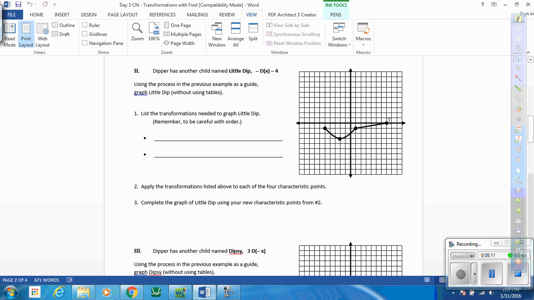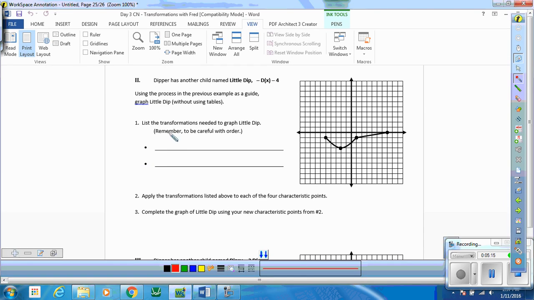Now let's look at another change to Dipper here. When I look at this one, we want to remember what are the transformations that we want to do. So I'm subtracting 4 outside, so I'm definitely going to move down 4. That's a translation.